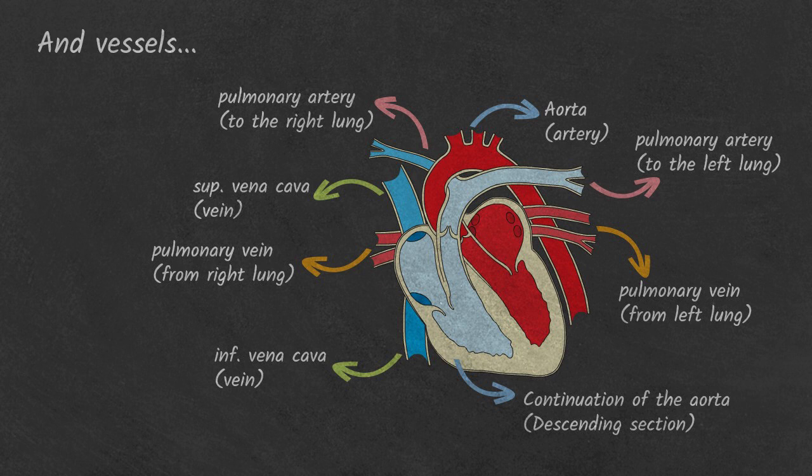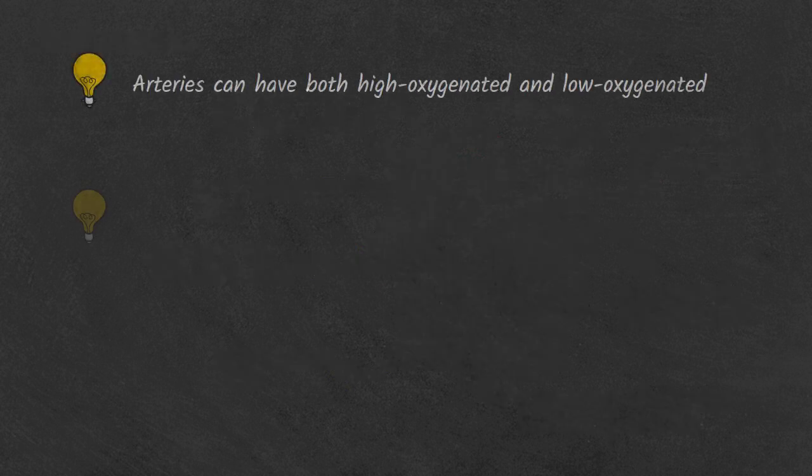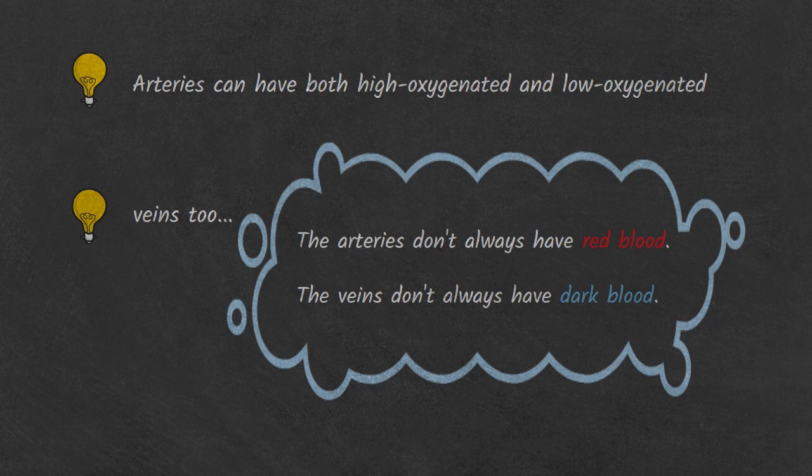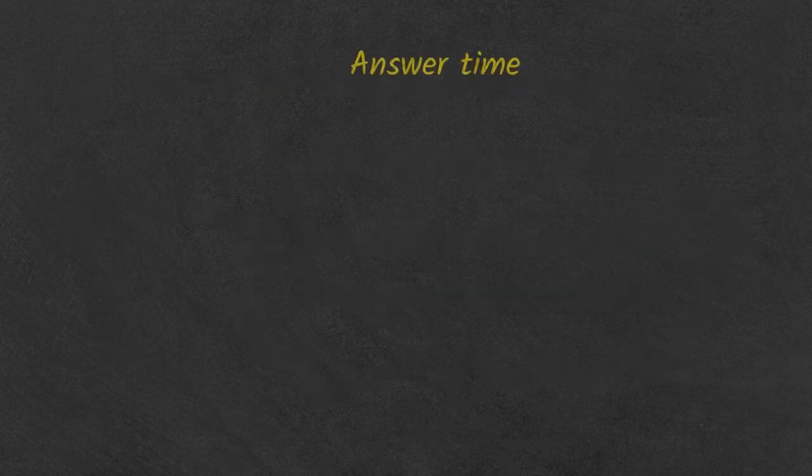So in general, the veins drain the blood to the atria and the arteries draw blood from the ventricles. Also, we have coronary veins and arteries, which we'll talk about later. Arteries can have both highly oxygenated and poorly oxygenated blood. Veins too. So the arteries don't always have red blood and the veins don't always have dark blood. Answer time. Aorta is an artery, so it leaves the heart, but other choices are veins and they enter the heart.